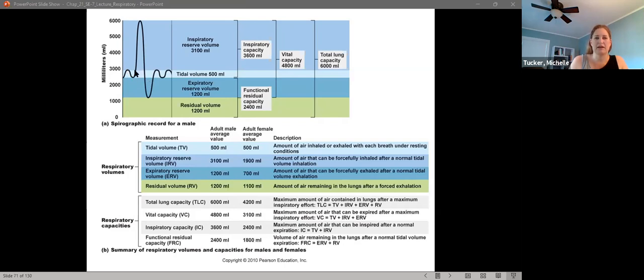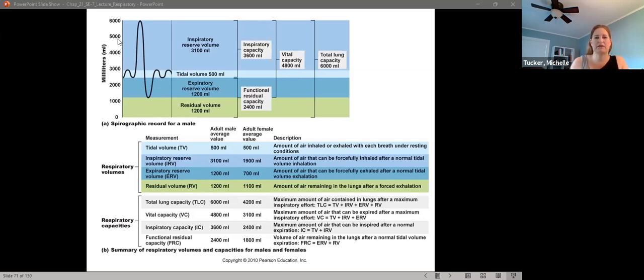Then take a deep breath. That starts here. It's the dark blue. Deep breath in, and that will be between 2 and 3 liters of air. So large volume. Then we'll passively exhale that. And then if we want to force additional air out, that's expiratory reserve. It's around 1,000 to 1,200. And then we go back up to tidal volume.